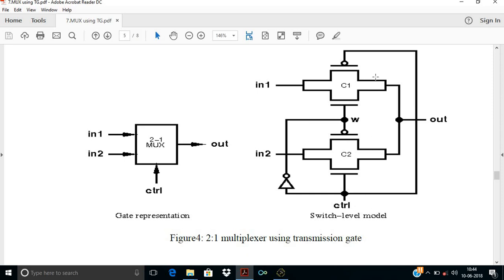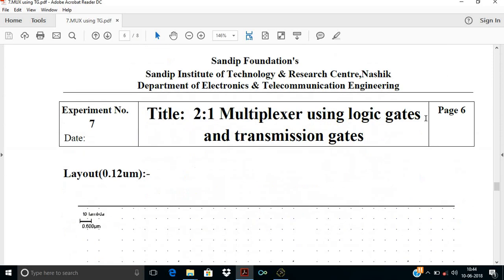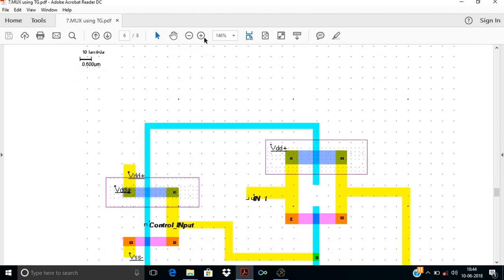When control signal is 0, upper side transmission gets activated and lower side transmission gets deactivated. Hence input 1 is transferred to the output. This is the functionality of 2:1 multiplexer using the transmission gate. Now our aim is to draw the layout.